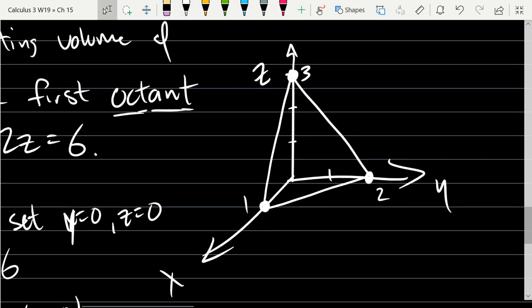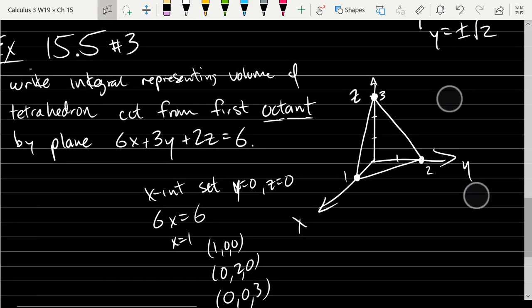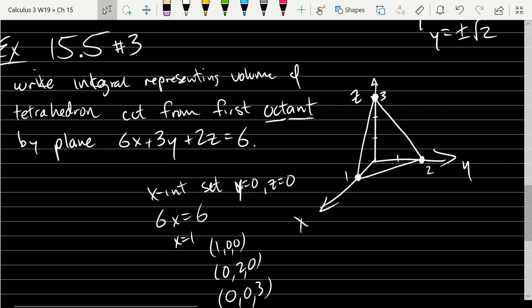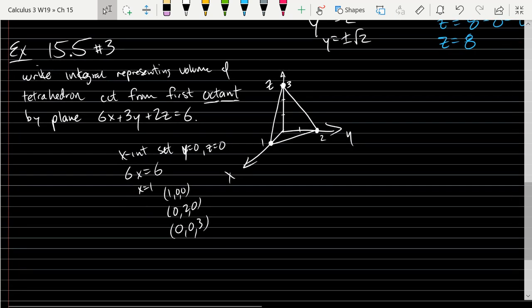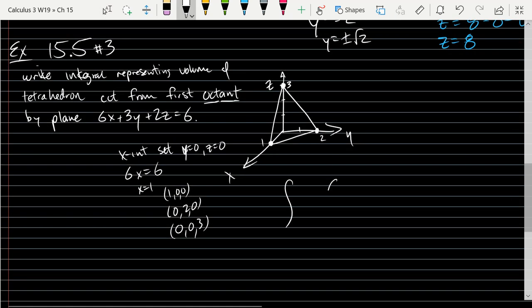All right, so we have our shape drawn right here. We're in the first octant. So what we're going to do, I need an upper and a lower function if I use my z-coordinate. We just did dz first in our previous problem. Let's not do dz first. Let's do dy first. So I'm leaving plenty of space with my integrals here. I want to get the volume, and I want dy first.